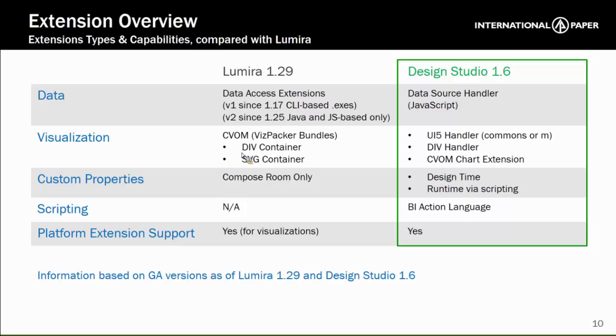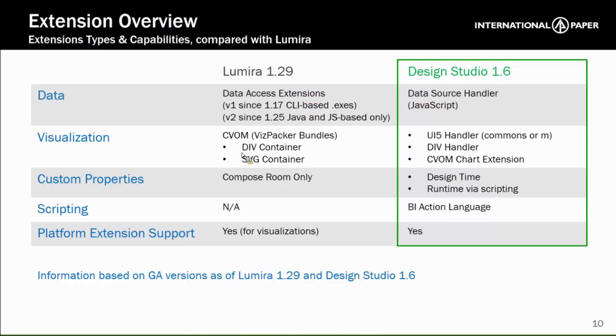And really this third one, the CVOM chart extension, I think that was new with 1.3 or 1.4, I can't remember which. And I will touch on that in an example. CVOM is a chart extension that is shared between Lumira and Design Studio, or they use that same CVOM chart extension pattern. And so that's also a different type of extension, a different way to install it, so to speak. But there are some things to think about, and we'll touch on that in depth in a slide coming up.